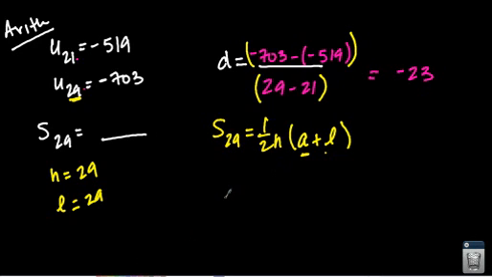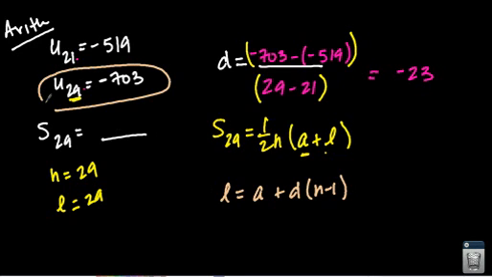So I'm going to use the equation, my last term equals my first term plus the common difference times n minus 1. Now in this case, my last term, like we did in the last example, I'm going to make u sub 29 because that's the last one we know. So I'm going to substitute negative 703 in for L. I don't know A, so I'm going to leave A there. I know that D is negative 23, and I know that I have 29 terms in this sequence.